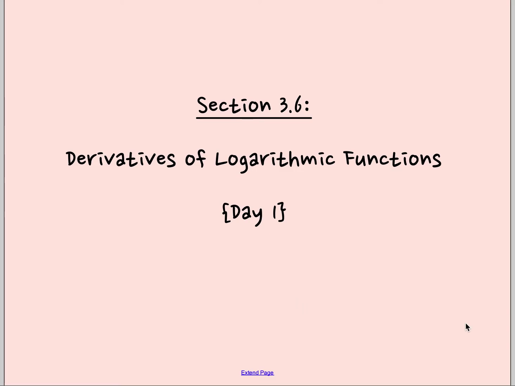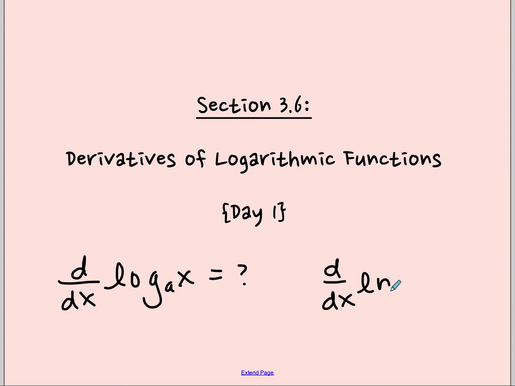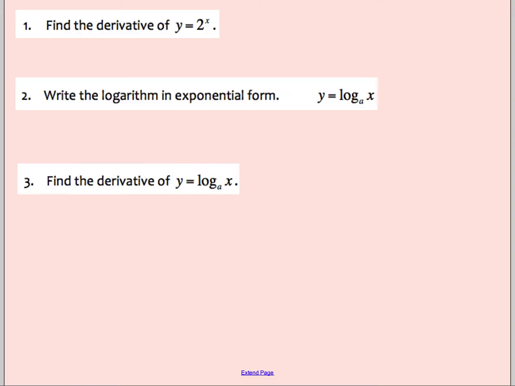Today we're going to find the derivatives of logarithmic functions. So today is day one, and we're just going to find the derivatives of logs. We're going to figure out how to find the derivative of things like log base a of x, and also the derivative of ln of x. We're going to do that by revisiting some of our properties of logs and the derivatives of exponentials, because remember, logs and exponential functions undo each other. So the next few steps are going to lead us to that.